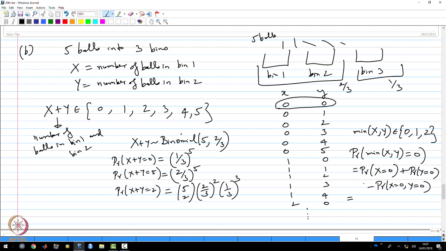The reason why I write it like this is that the probability that x equals 0 I can easily calculate. What's the probability that x is 0? No ball landed in bin 1. All the balls should land in bin 2 or bin 3. So that is just (2/3)^5. And the probability that y equals 0 I can also easily compute. That's again (2/3)^5. What's the probability that both x and y are 0? That's (1/3)^5. So this will be the answer for min of xy equal to 0.